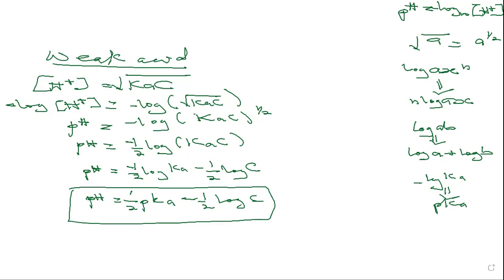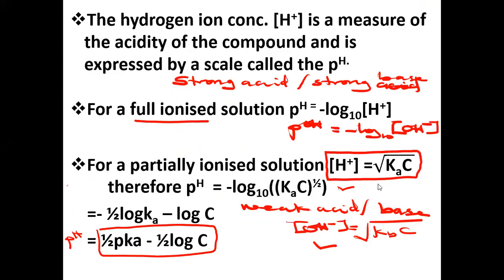Okay. You can try a similar example for the bases. So this time around, you do not have H plus being equal to root of KaC, but you have OH minus being equal to root of KbC. Try it and let's see. Try your hands on that at your free time and let's see how it goes. All right. Let's move on.